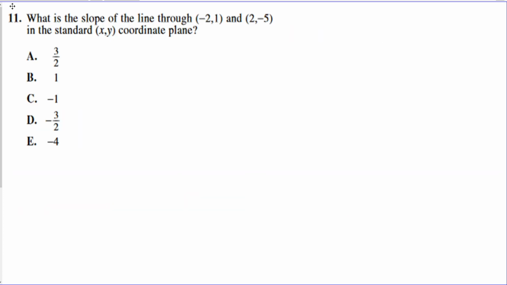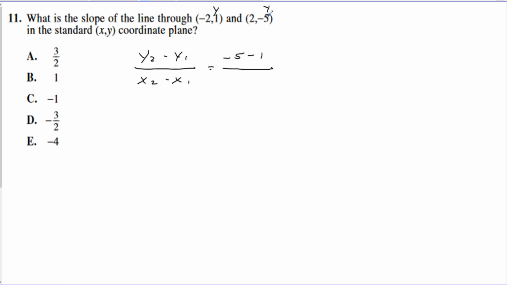Okay, so problem number 11 is asking you to find the slope of the line that goes through (-2, 1) and (2, -5). To remind you about the slope formula, subtract the y values on the top of the fraction, and then subtract the x values on the bottom. My y values are the 1 and the -5. It doesn't matter in which order you place them. If I say -5 minus 1, that will be fine, and if I flipped it, that would also be fine as long as I'm consistent.